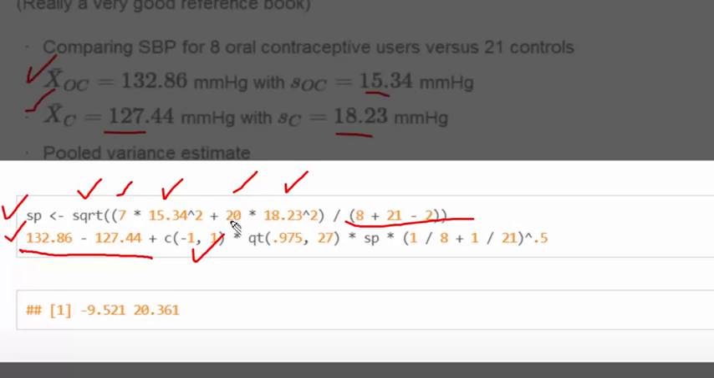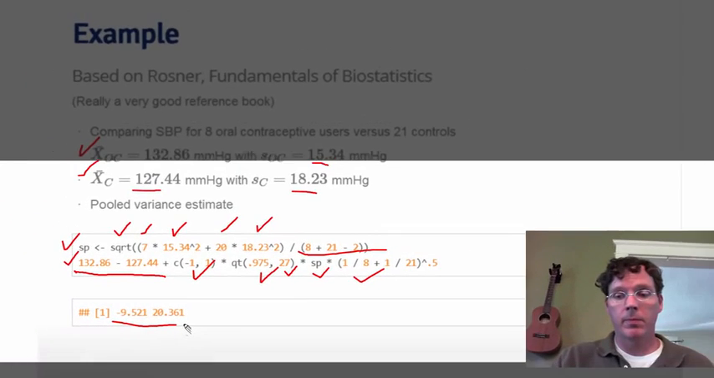Then I want to add and subtract the relevant T quantile, 27 degrees of freedom, which is 8 plus 21 minus 2, times the pooled standard deviation estimate times 1 over n1 plus 1 over n2 raised to the 1/2 power. I get about negative 10 to 20. In this case, my interval contains 0, so I cannot rule out 0 as a possibility for the population difference between the two groups.